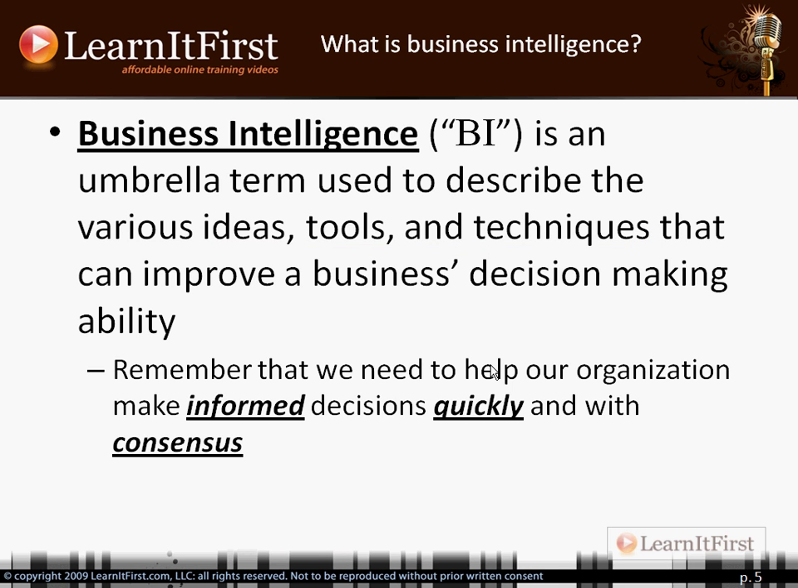Now, I tried to put this into a pithy little statement that we could sort of rally the next two slides around, and this is what I came up with. We need to help our organization make informed decisions quickly and with consensus. Okay, so we probably can understand that business intelligence is going to help us make informed decisions. I think most of us could agree that the faster we can make quality, informed decisions, the better to outmaneuver our competitors as a company, for example.